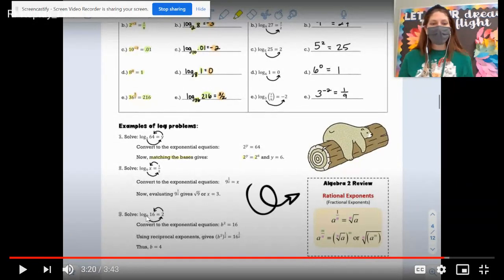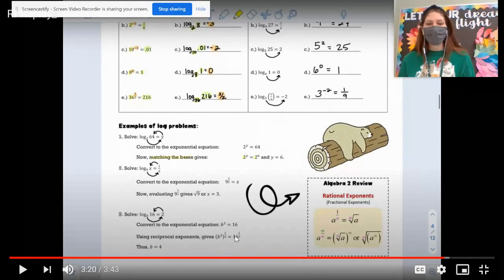The final one, in number 3, I switch it to exponential form, and I have b squared equals 16. And then I use reciprocal exponents, so I raise both sides to the reciprocal power. And that's how I find out what my variable b is.